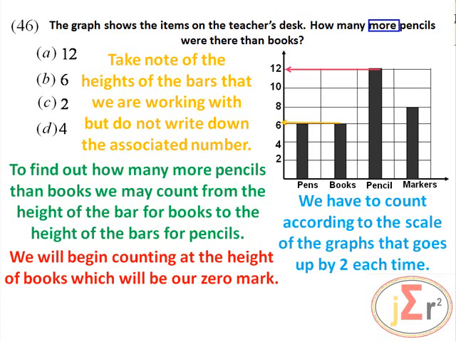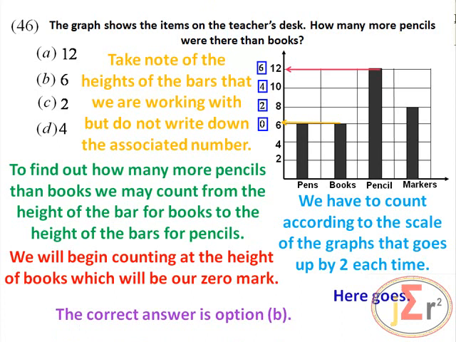We will begin counting at the height of books, which will be our 0 mark. When we are there, our count is 0, right at the height of the bar for books. Here goes. We are going to count now. 2, 4, 6. So 6. The correct answer is option B, as we have discovered before.